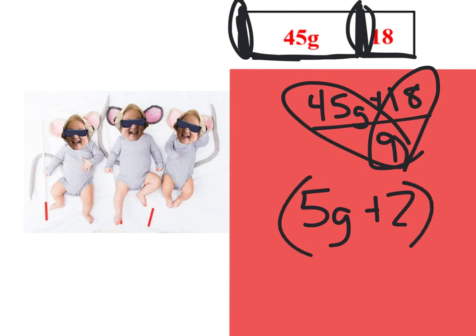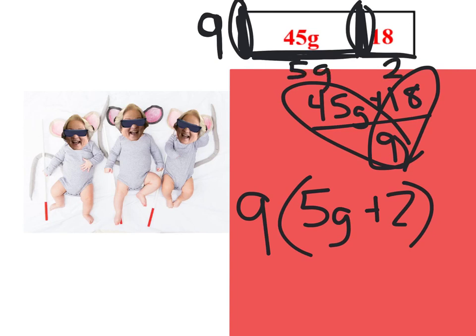Now I remind myself what I divided out. I divided out a 9. That means in this picture, the height had to be a 9 because that's what they had in common. This distance on the first rectangle was 5g, and this distance was 2. So we took 9 times 2 to get the area of 18, and we took 9 times 5g to get the area of 45g. This is what it looks like when it's factored.